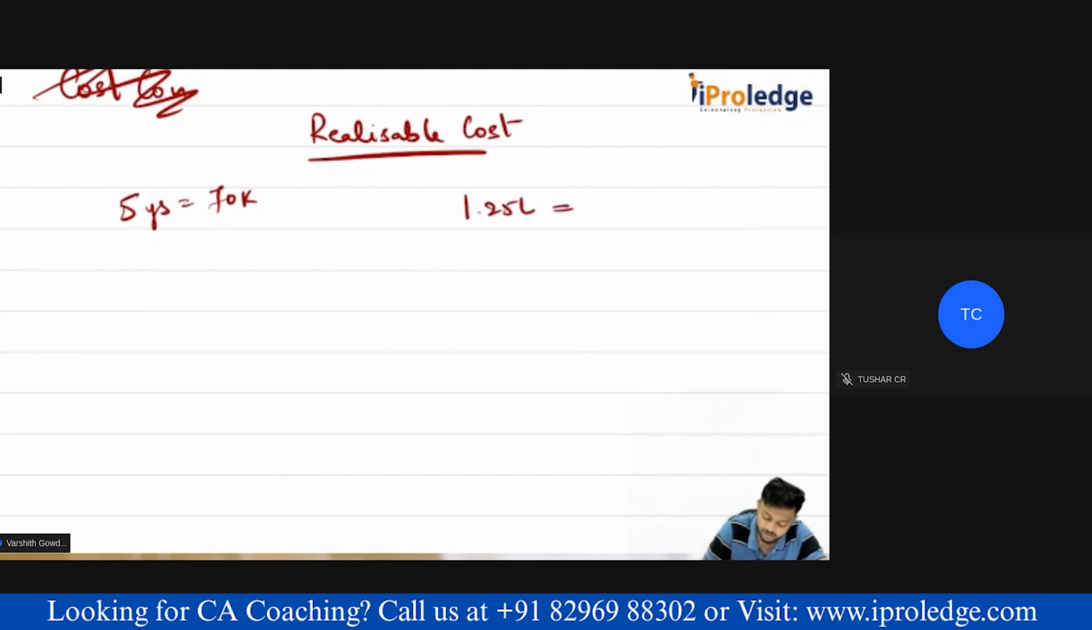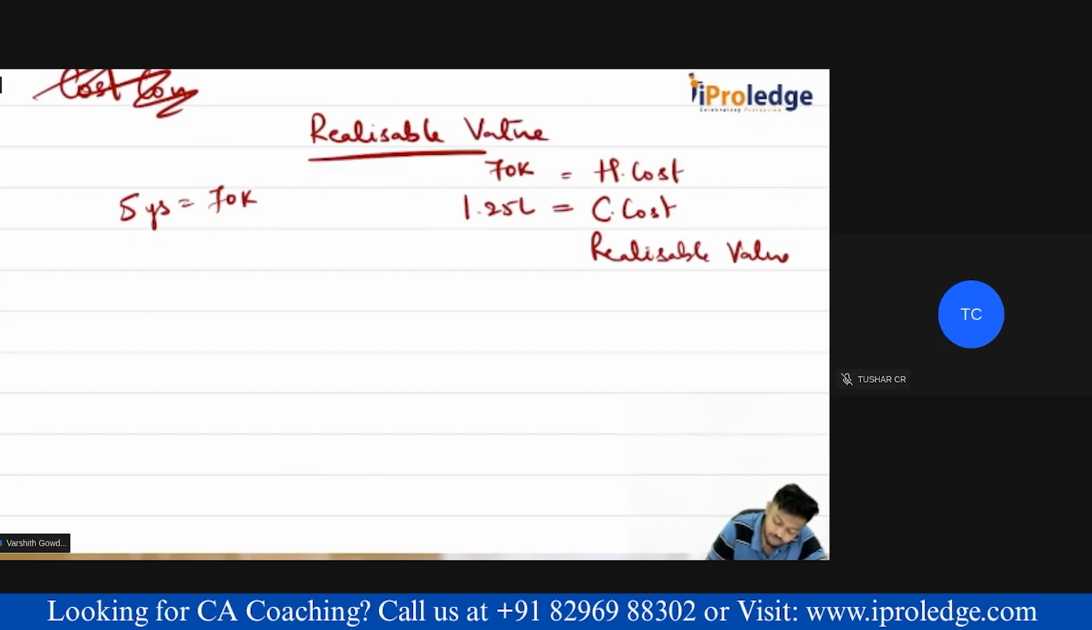So this is current cost. What is historical cost? 70,000. Then there's something called realizable value. Not cost, realizable value. So what is realizable value? Realizable value is the value of a 5-year-old Access 125 today after depreciation. So today, if I want to buy a second-hand 5-year-old Suzuki Access 125, how much will it be? Say suppose some 50k. So that becomes realizable value.